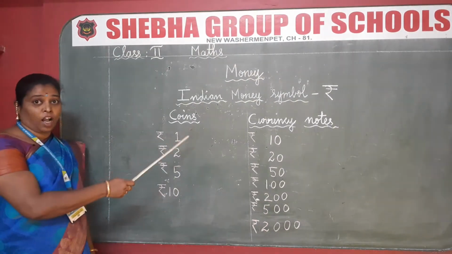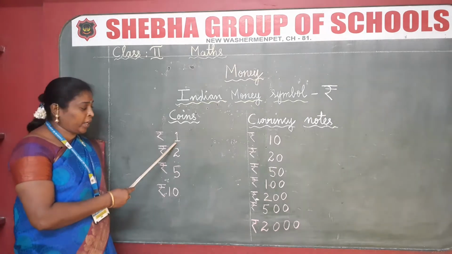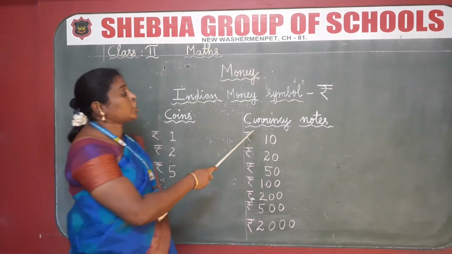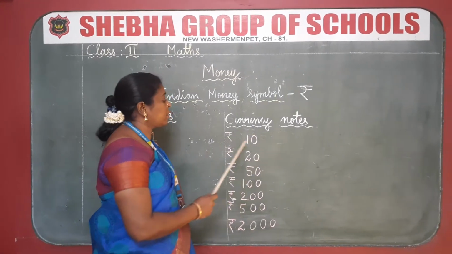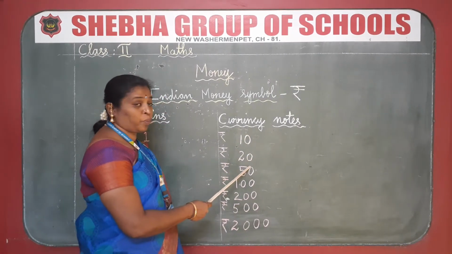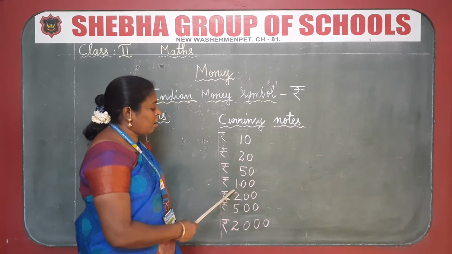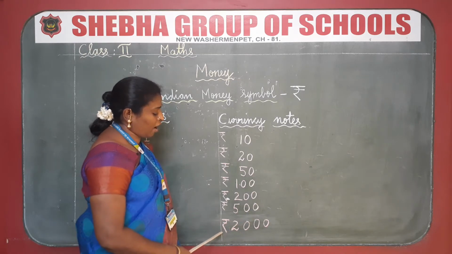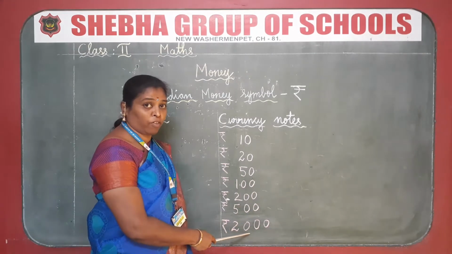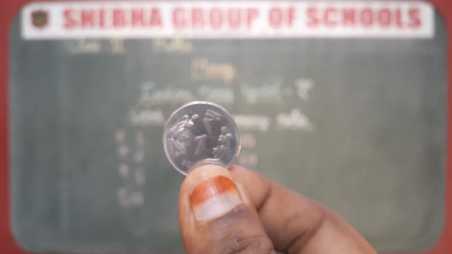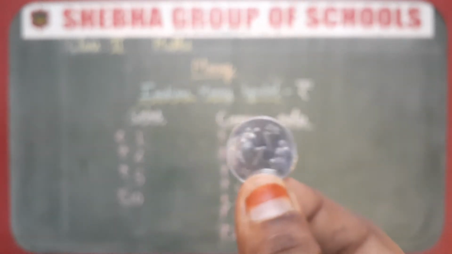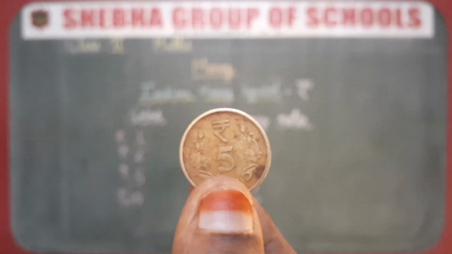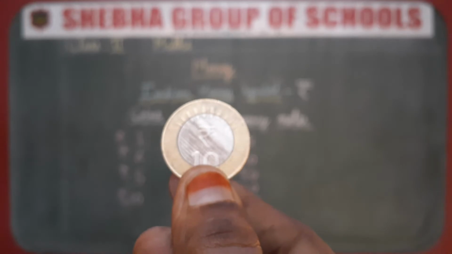The coins that are existing are 1 rupee, 2 rupees, 5 rupees, 10 rupees. The currency notes that are existing now are 10 rupees, 20 rupees, 50 rupees, 100 rupees, 200 rupees, 500 rupees and 2000 rupees. Okay? Let us see the real coins first. 1 rupee coin, 2 rupees coin, 5 rupees coin, 10 rupees coin.